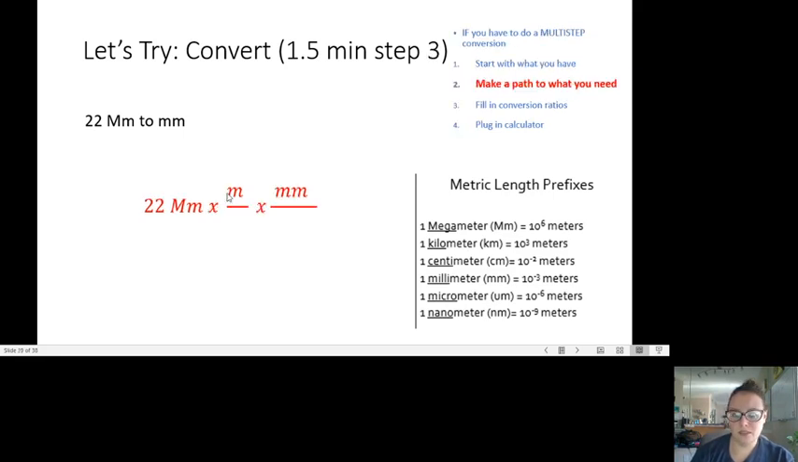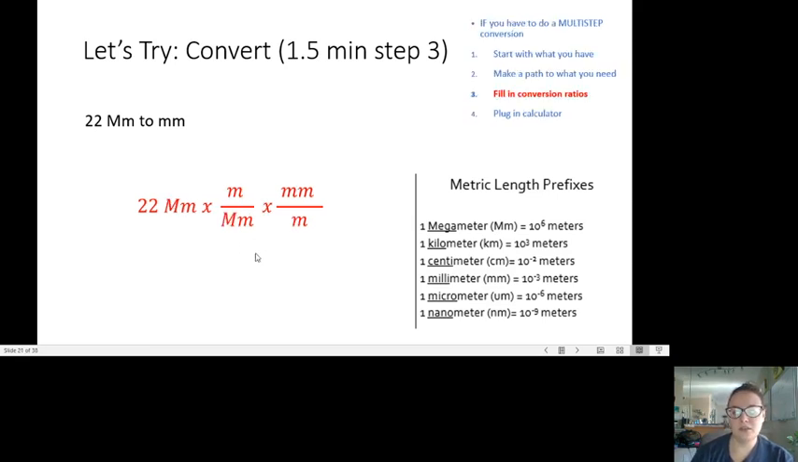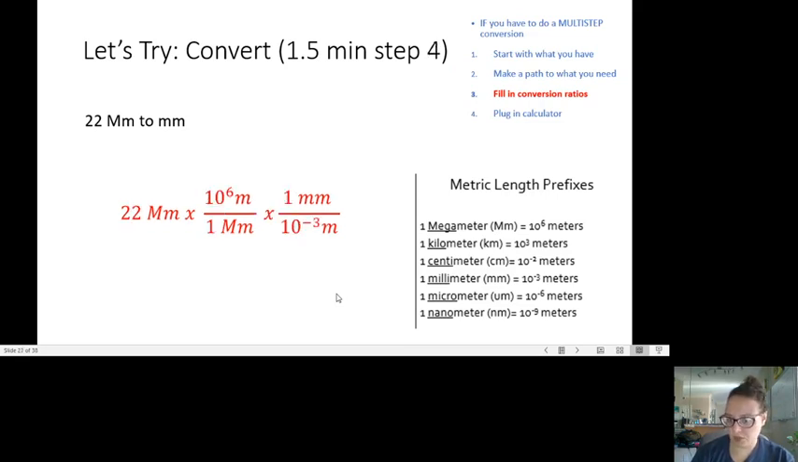So there's our meters, there's our millimeter. Now we need to fill in the bottom, which is just looking diagonal to see what's going to go there. So I got my megameters diagonal, my meters diagonal, so they will cancel. Then we fill in the numbers. We know that 1 megameter is 10 to the 6 meters. That's where these numbers came from. And 1 millimeter is 10 to the minus 3 meters. That's where these numbers came from.